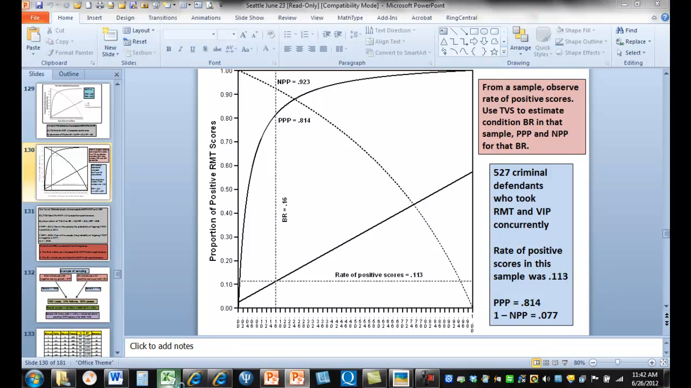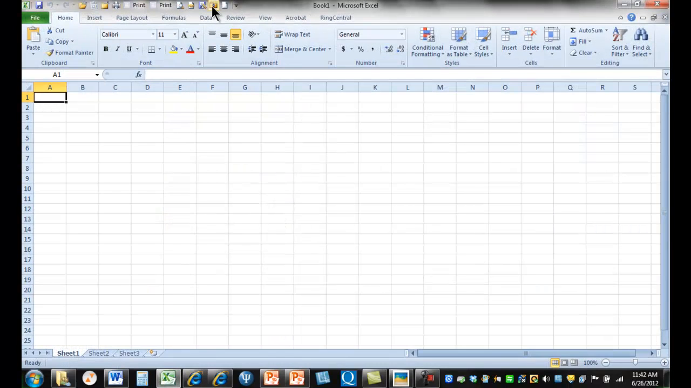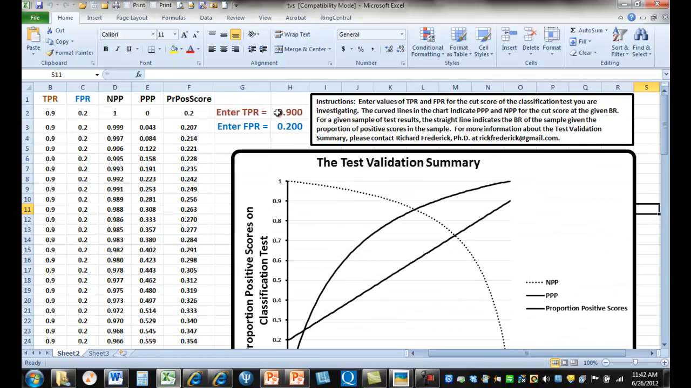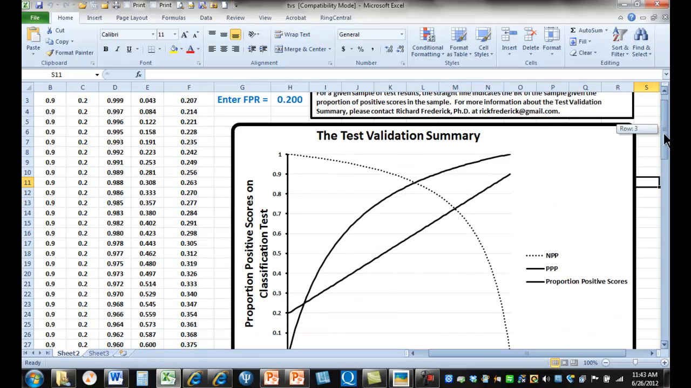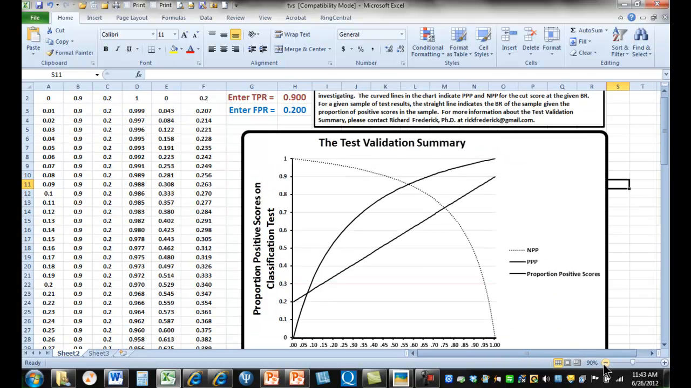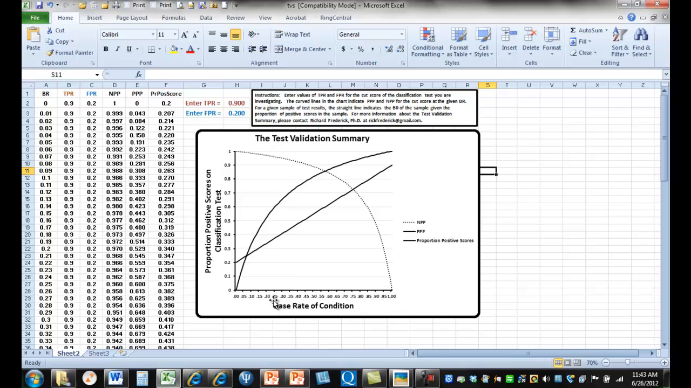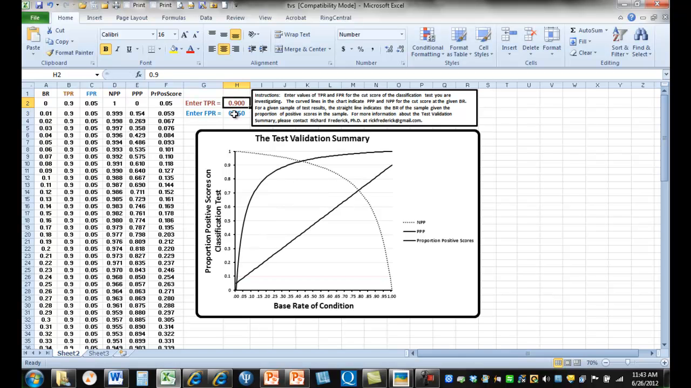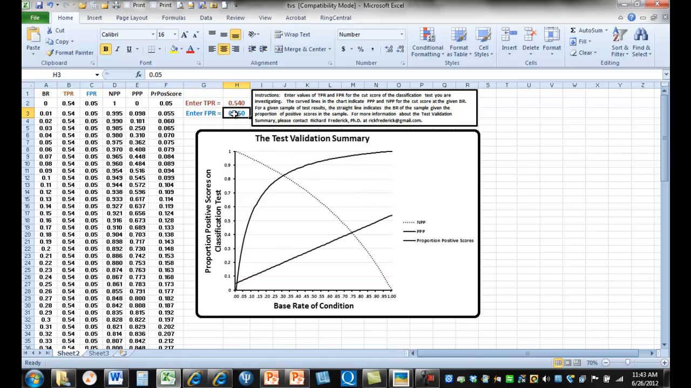Now, let's just go here. Here's a test validation summary. Okay, so here let's say our true positive rate was like that, 0.05 something, and the false positive rate was something like that. I'm just trying to get close to the same situation, but I can't.